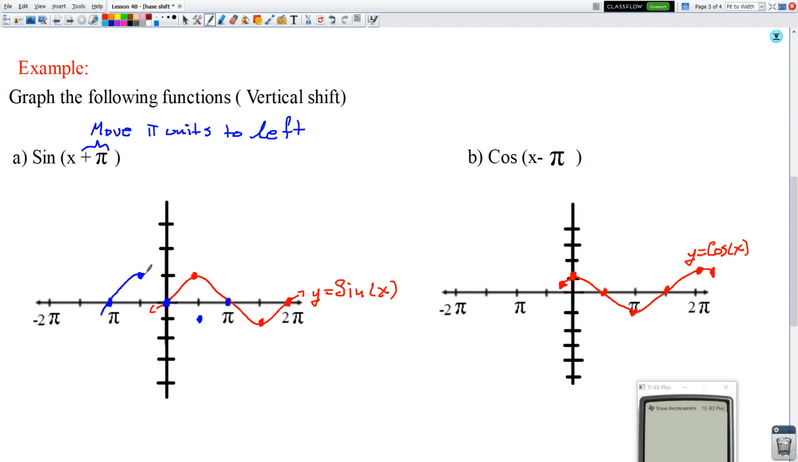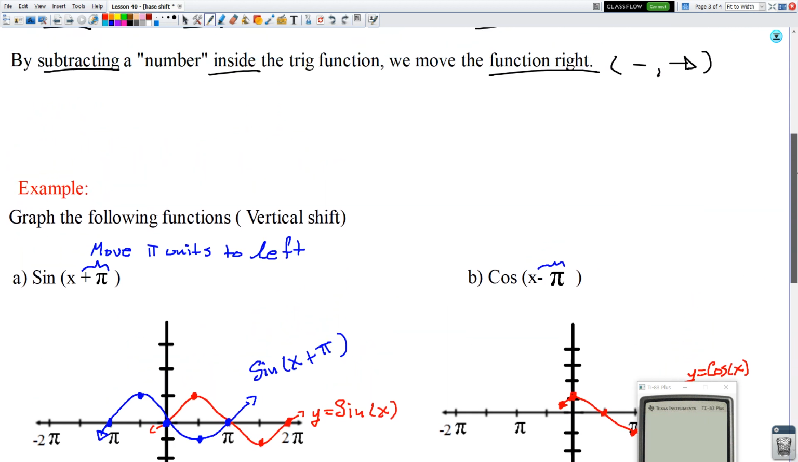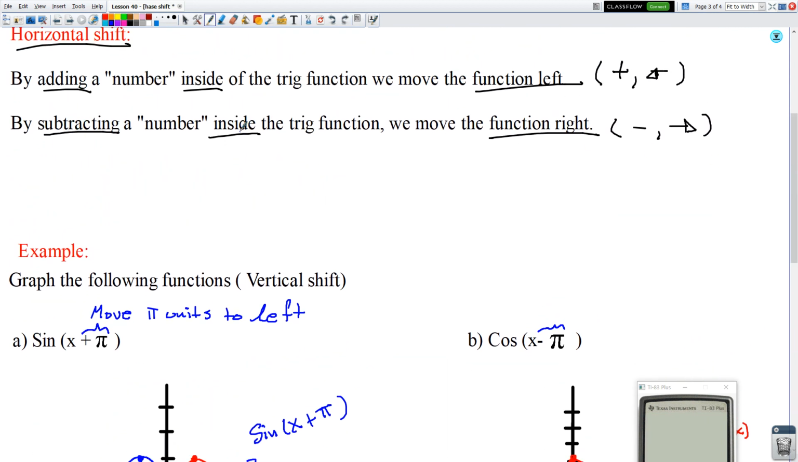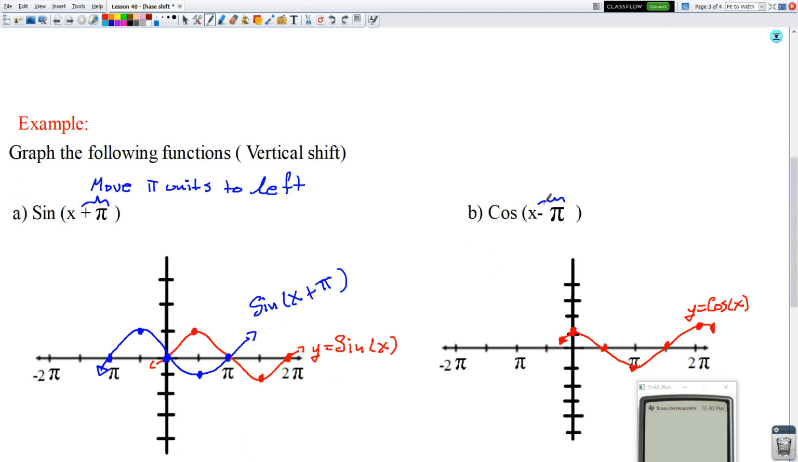So what we have here in blue is the function sine of x plus pi. Now let's take a look at what happens when you subtract a pi. Again, here in red, we have the cosine function, which is a parent function. So that's no biggie. The idea here is what happens to this graph when you subtract a pi inside of the cosine function. Notice that if you subtract inside, you actually move your graph to the right side.